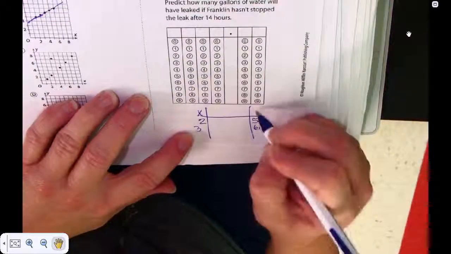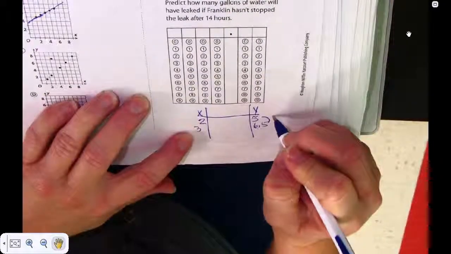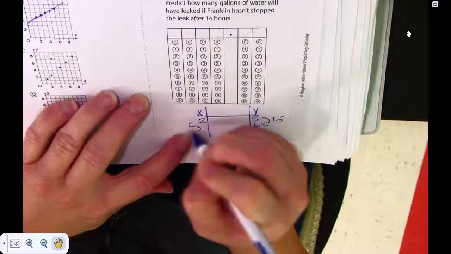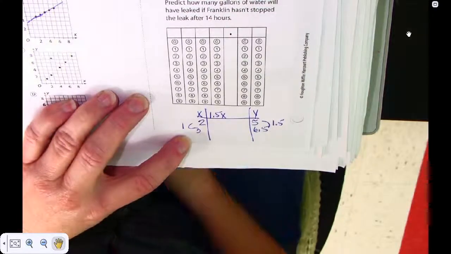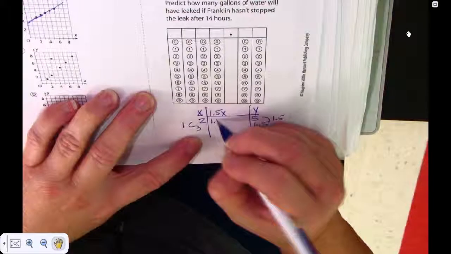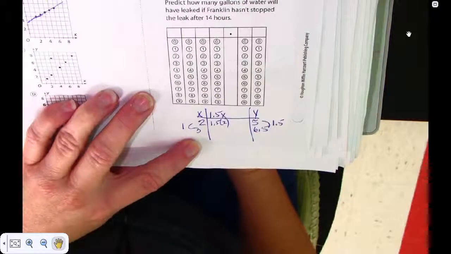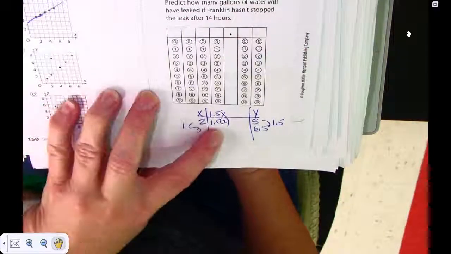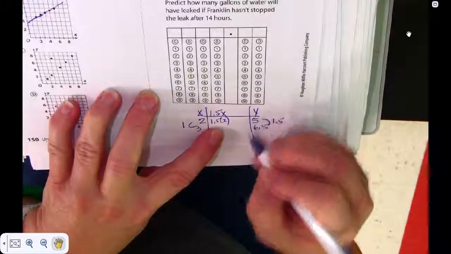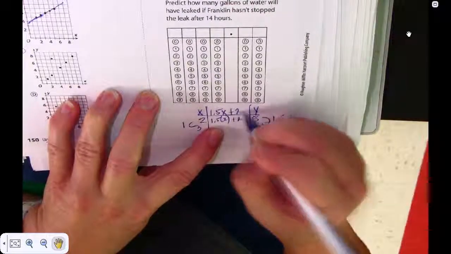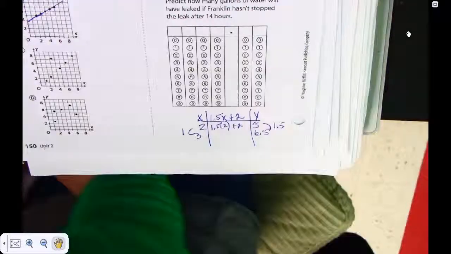This is my X, this is my Y. What does it go up? 1.5. What does this go up? So 1.5x. 1.5 times 2 equals 3. And I got to get to 5. So what am I going to add? Plus 2. Guys, if you don't have any work for this, you better have some by the time we finish.